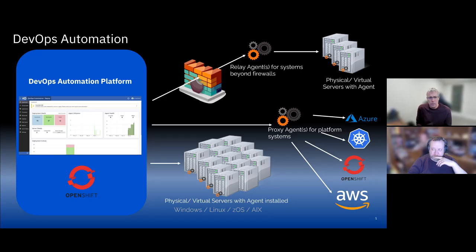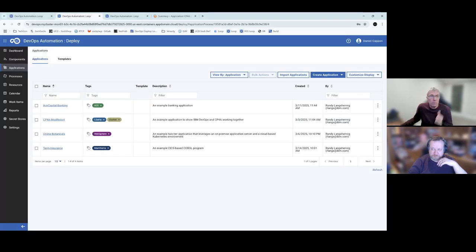So we have customers that have thousands and thousands of agents, like in excess of 20,000 agents, all out there managing all their machines, and it's simply running deployments. And this allows us to really do many, many deployments at the same time.